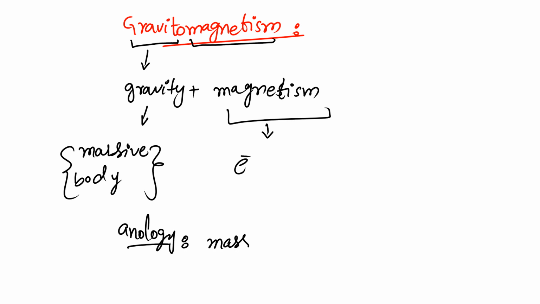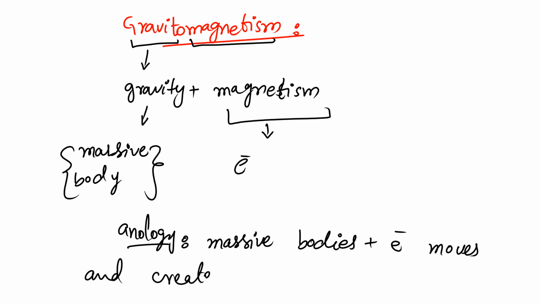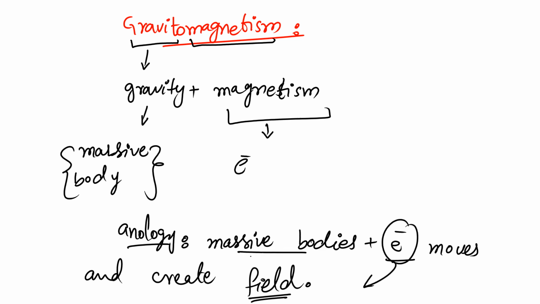We can say that massive particles, massive bodies, plus moving charges create a field. That is the most general word we can use, that they create a field, because an electric charge creates a magnetic field, and massive bodies create a space-time field or gravitational field. That was the very general introduction to the chapter.